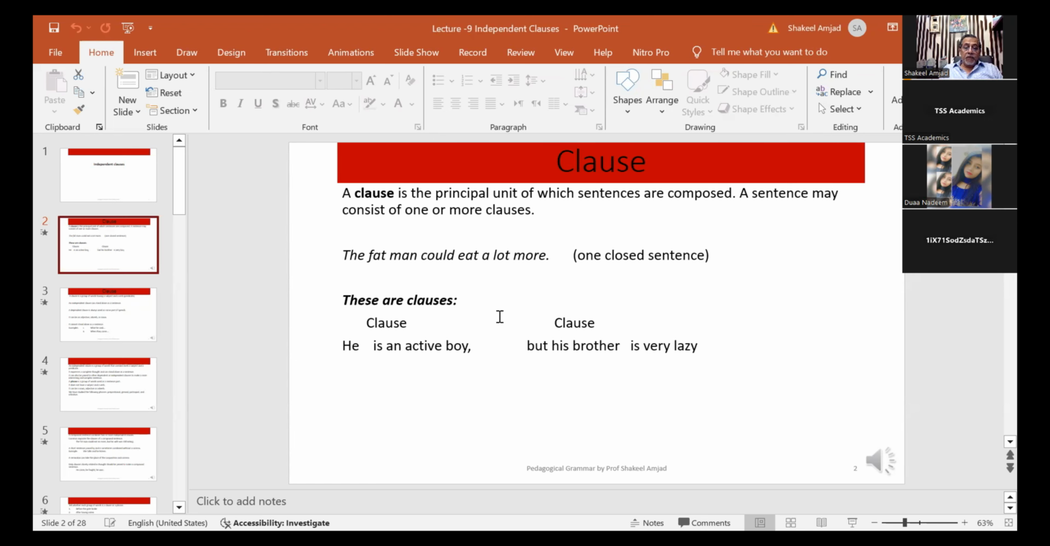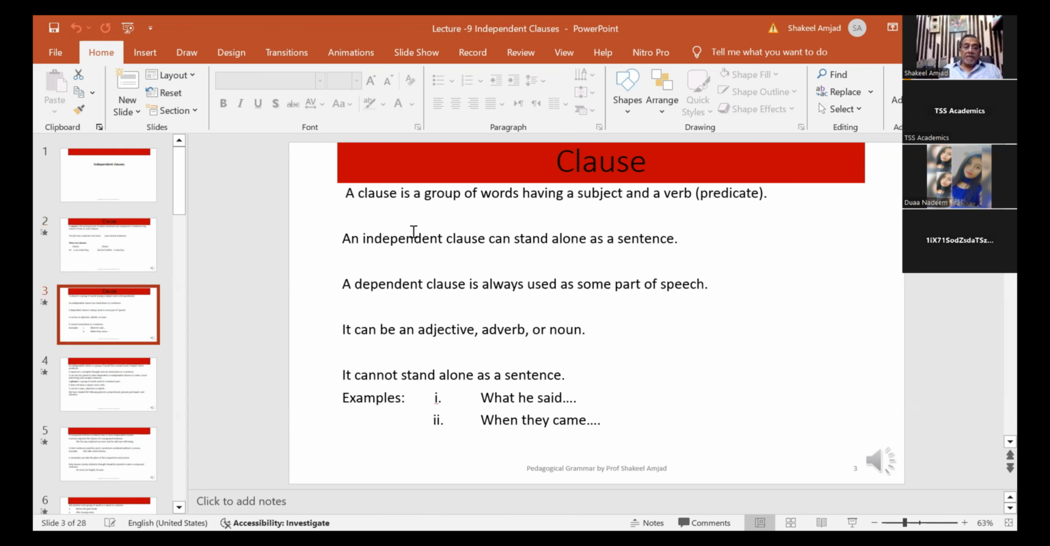He's an active boy, but his brother is lazy, very lazy. So we have two clauses. The second one is an opposite idea to the first one. So a clause is a group of words having a subject and a verb, meaning a predicate. An independent clause can stand alone as a sentence, a simple sentence.